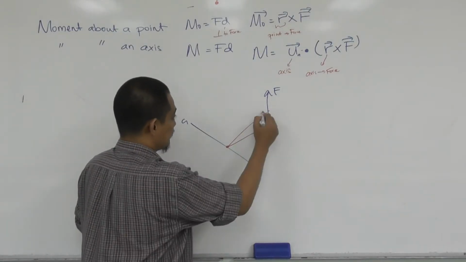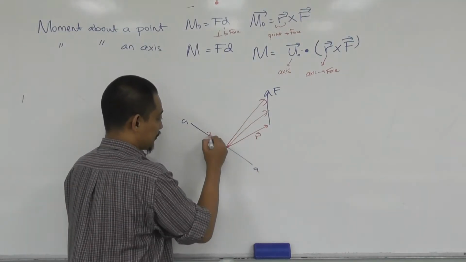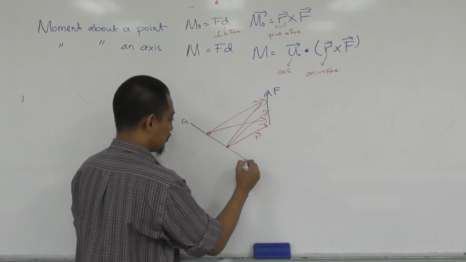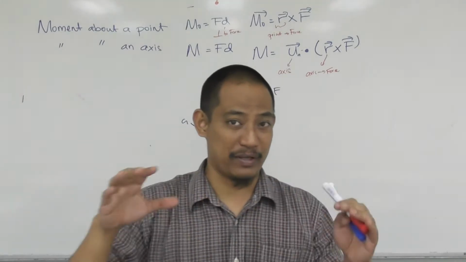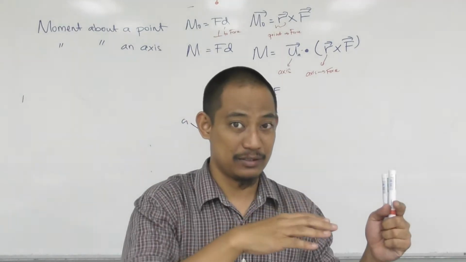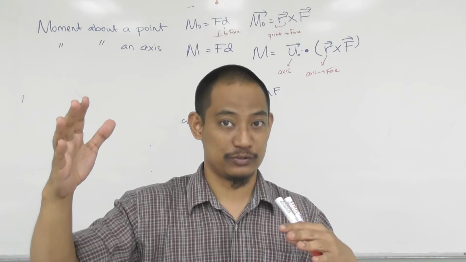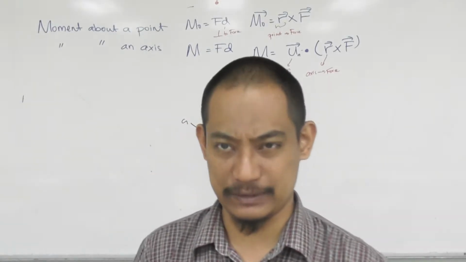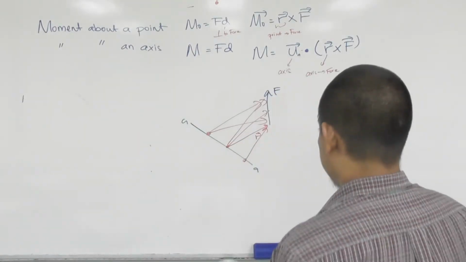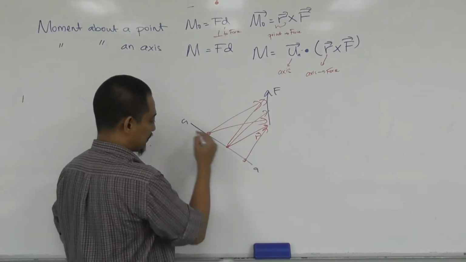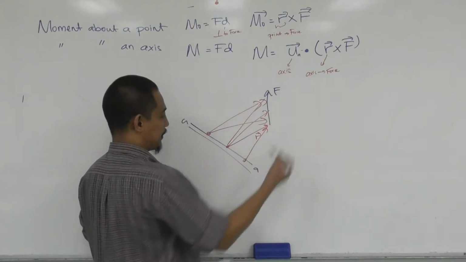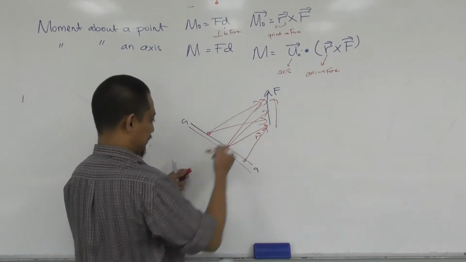Or it can be like this, or like this, or like this, right? So essentially it's from anywhere on the axis to anywhere on the force, right? So it makes our job easier. And this unit vector uA is the unit vector of this axis, and F is F, right?